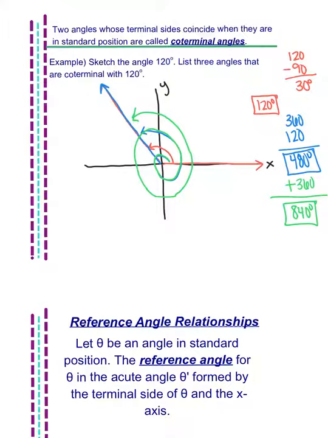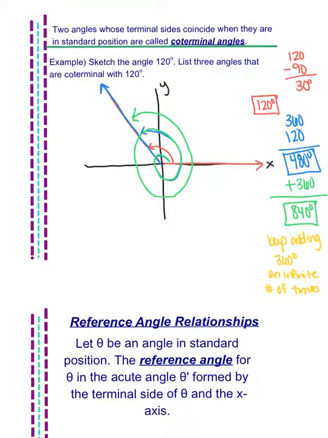I could continue to add 360 degrees an infinite number of times. And that would give me an infinite number of coterminal angles to the original angle. Now, if I can add 360 degrees or a rotation, I can also subtract a rotation.